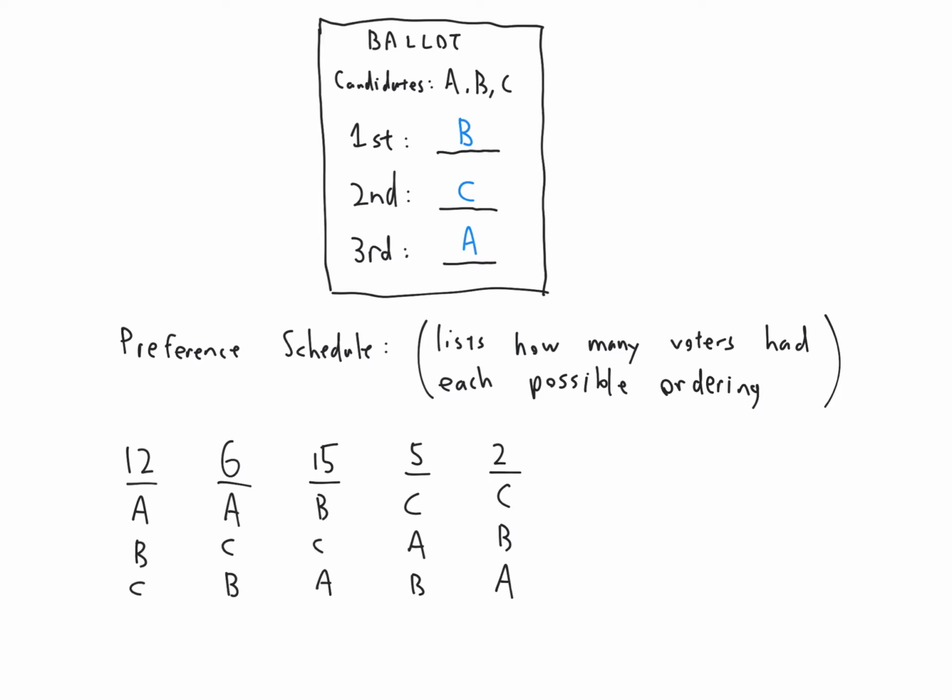So again, the way to read this chart is to note that 12 voters ranked the candidates as A, then B, then C. 6 ranked the candidates as A, then C, then B. 15 ranked it as the ballot shown above as B, then C, then A, etc. Also notice that from this information, we can just add those numbers across the top, and we can see that there are 40 voters in total.